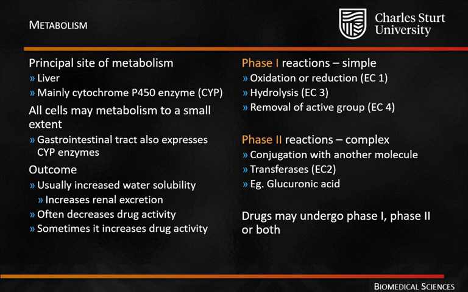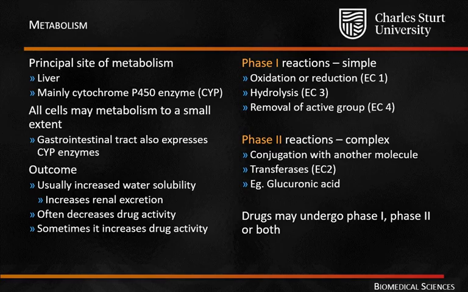Now we'll look at these two processes in turn. So we'll start with metabolism. Now, as I've already mentioned, the principal site of metabolism is in the liver, and the cytochrome P450 enzyme family is the main set of enzymes responsible for the biotransformation of drugs. Now, the metabolism is not restricted to the liver. It can happen in all cells to a small extent. A good example of that is in the gastrointestinal tract, which actually expresses a number of these cytochrome enzymes.